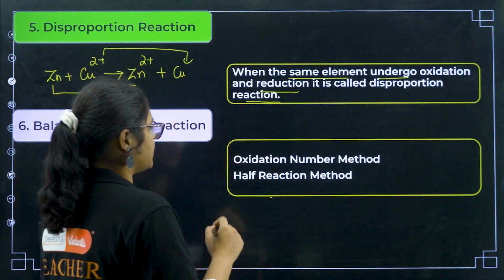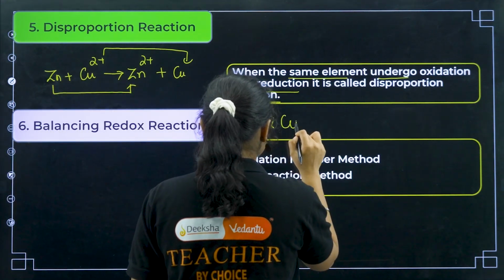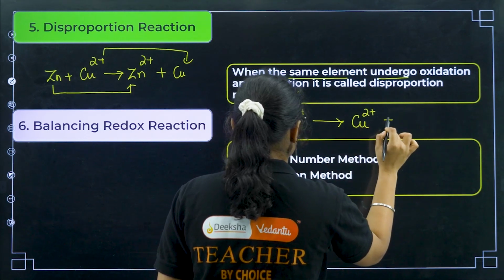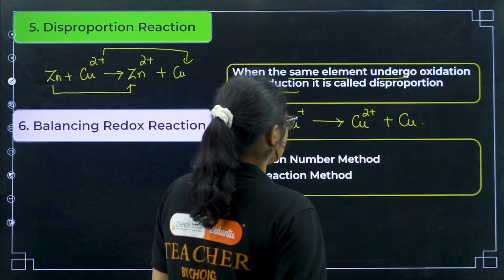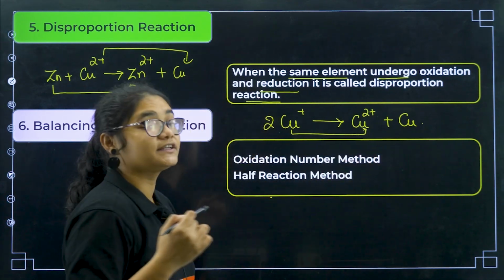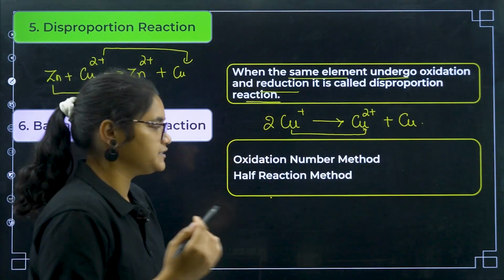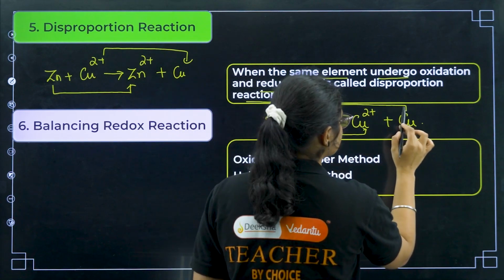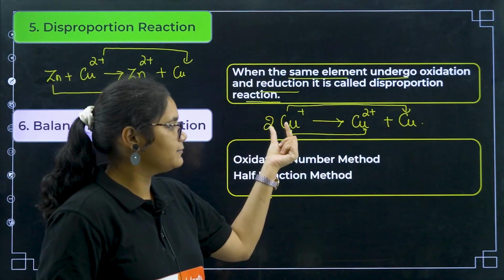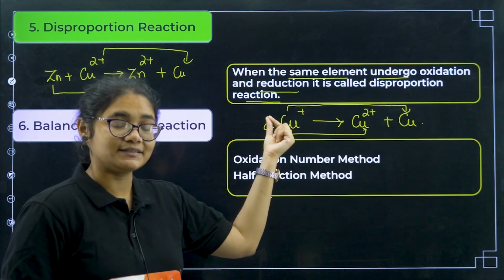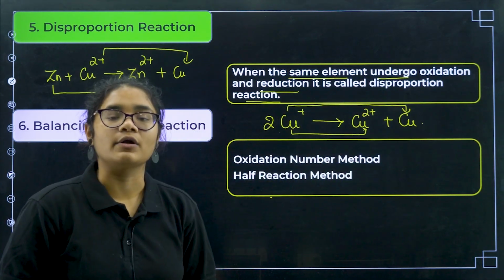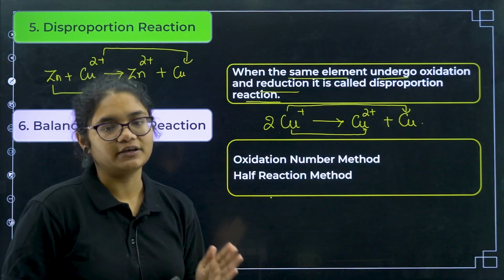Now I want to write another example. If you see from here to here, Cu plus to Cu2 plus was oxidation, and Cu plus to Cu was reduction. So now you see the same element is undergoing oxidation and the same element is undergoing reduction. Such types of reactions are called disproportionation reactions.